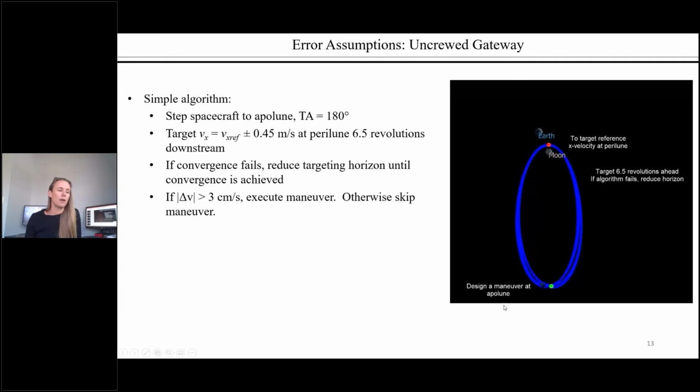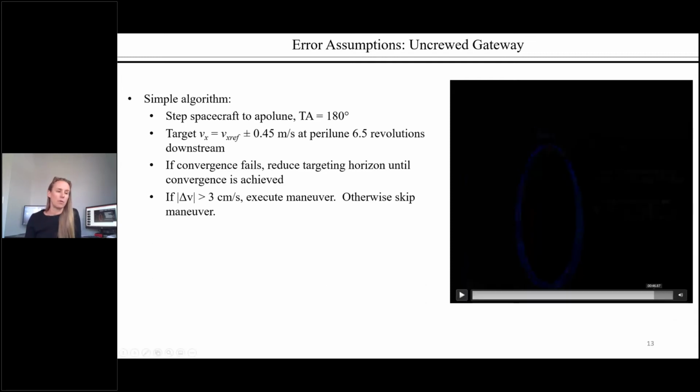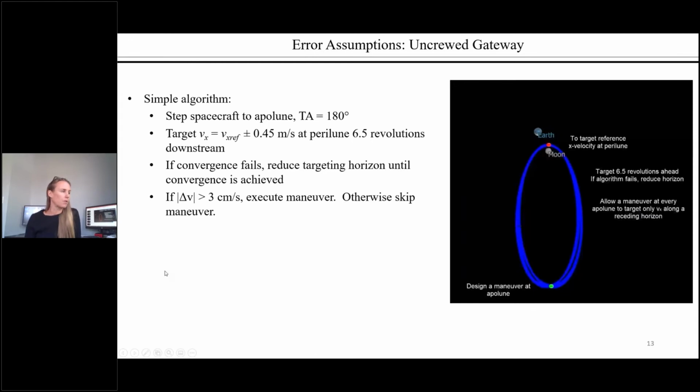If we target too far ahead, then convergence gets challenging in our targeter. So what we settled on is if we target 6.5 revolutions ahead, that's a pretty good balance between cost and reliability. And then we only execute the maneuver if it is above a particular threshold.